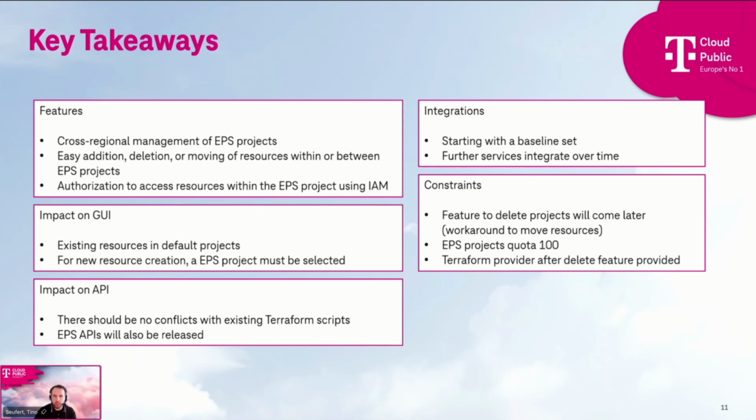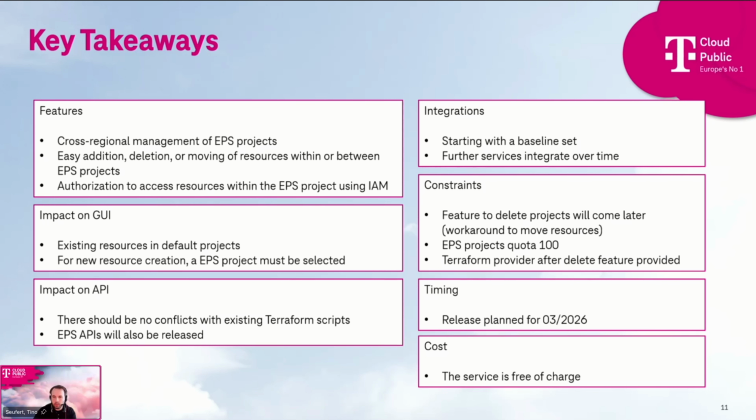When we provide this feature to delete projects and have basically the complete feature set, we will also start creating the Terraform provider and provide it to you with the full feature set. We want to release the service in the course of next week, so basically somewhere in March, because it's in quite good shape to start with the basic sets, like I said, and the service will be free of charge. Basically, that's the wrap up for the EPS. And then I would like to hand over to Roman, who will show you first Cloud Connect and then the Enterprise Switch.